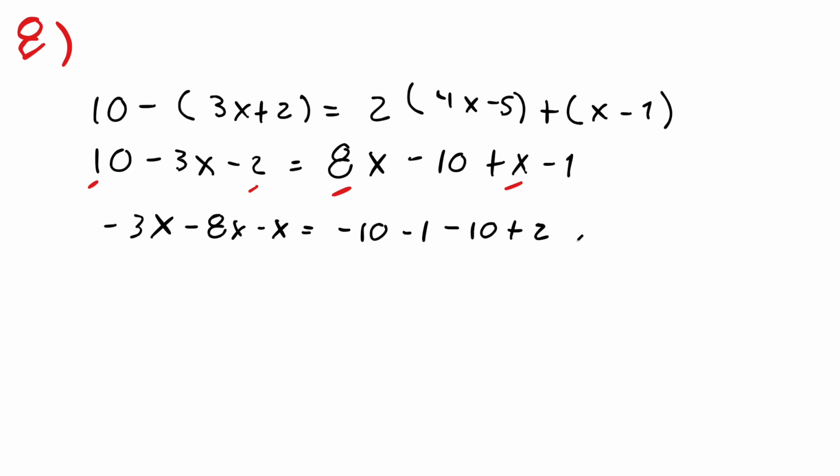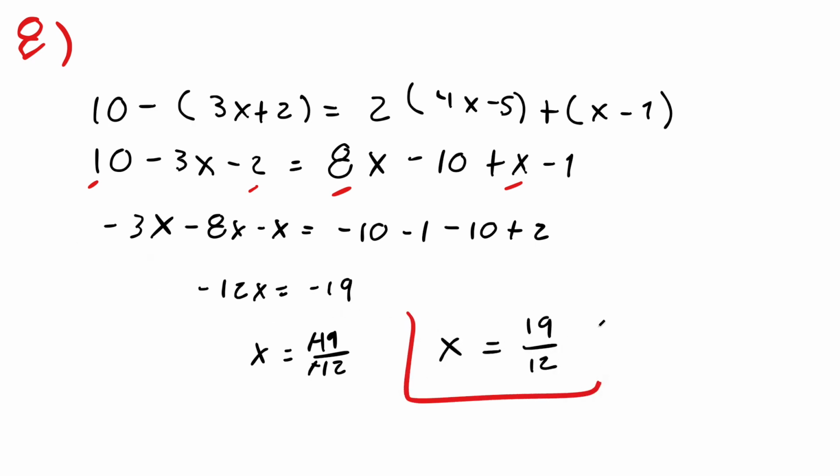And so the first side of the equation would be minus 12x. What about the second? The second would be minus 19. And so x is equal to minus 19 over minus 12. We cancel the signs and then x is equal to 19 over 12. There you have it, and that is the answer for the 8th question. Now what about the 9th and last?